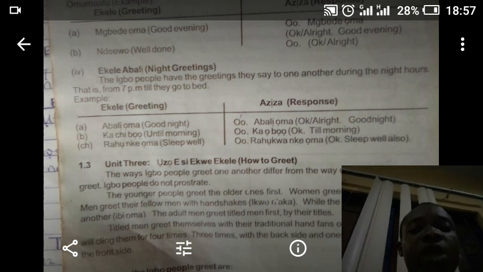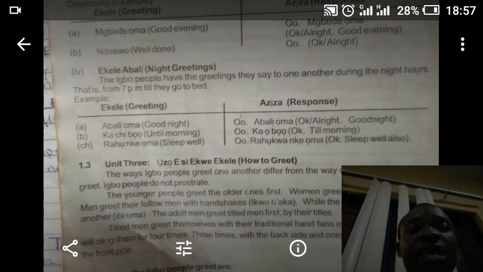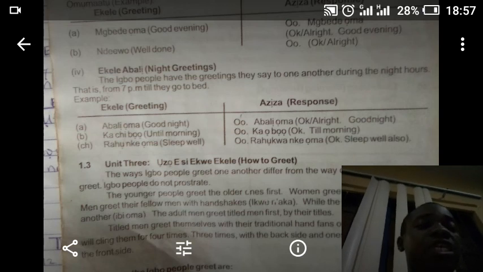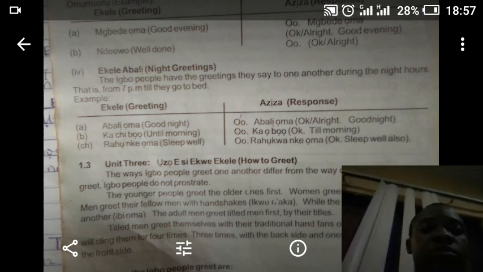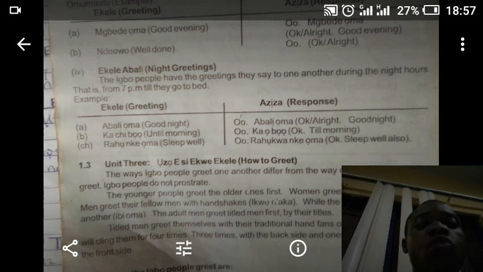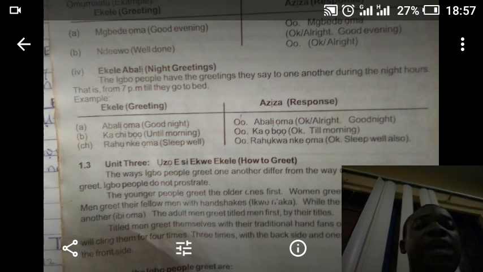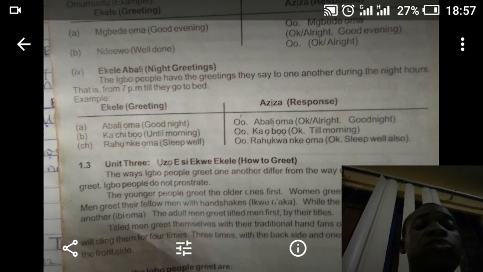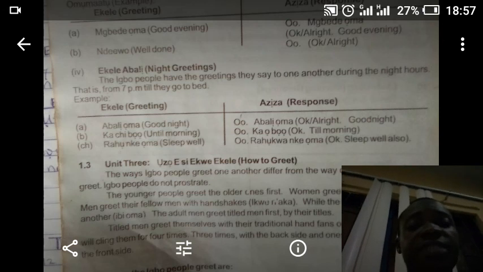If you don't want to say that one, you can still greet somebody at night. The third one is raho nke oma, that is sleep well, because it is in the night. In English, it means sleep well. And the person will respond, o raho kwa nke oma, which is sleep well also.